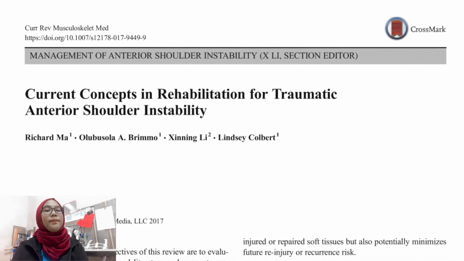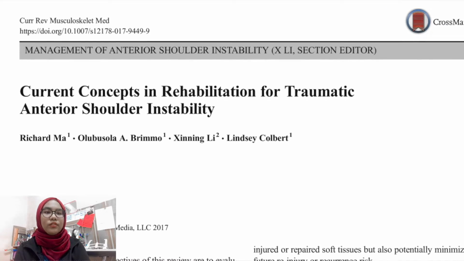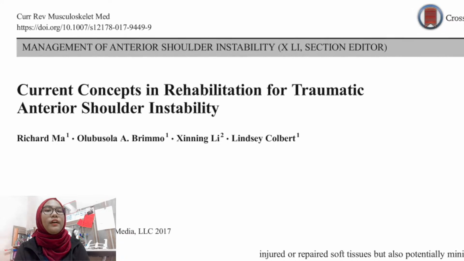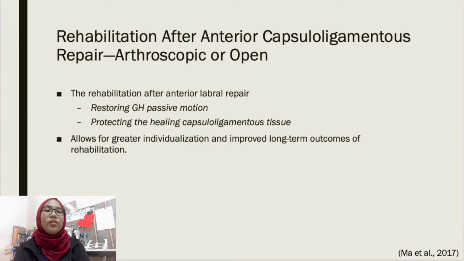Next, for physiotherapy management, the article written by Ma et al. in 2017 is about the rehabilitation after anterior capsuloligamentous repair. The rehab is to restore the glenohumeral passive range of motion and protect the healing tissue. This will allow greater individualization and improve long-term outcome.